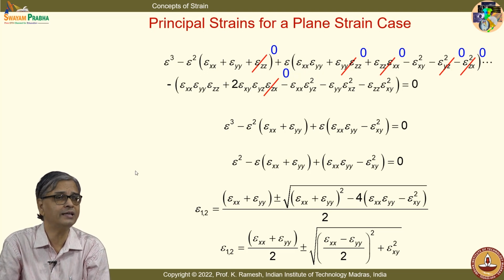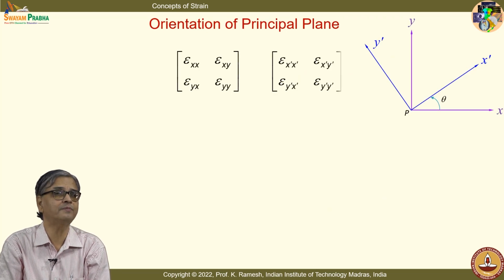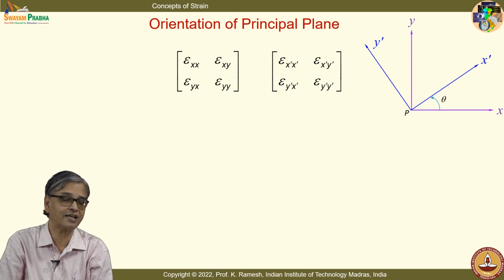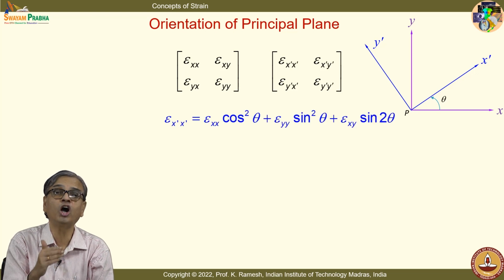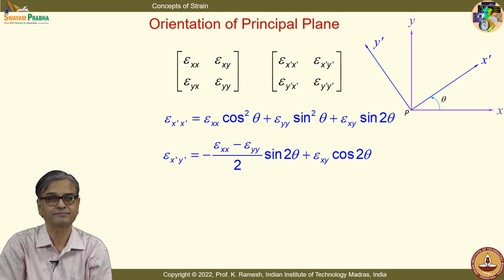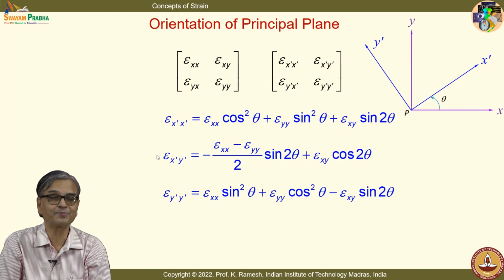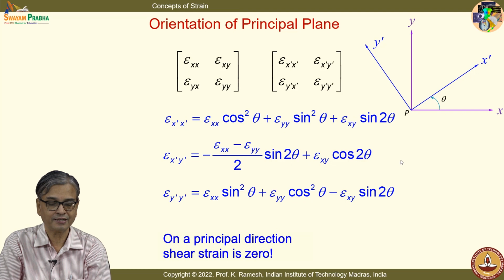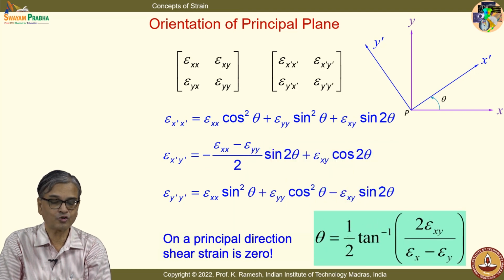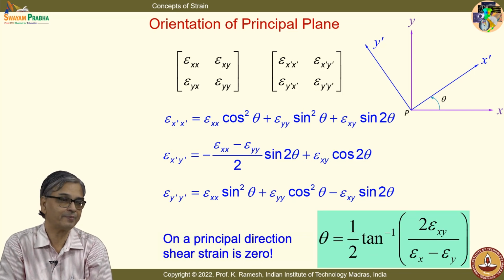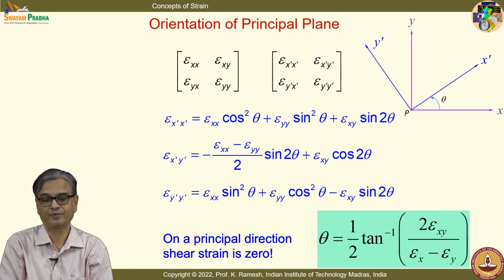Now, we will also have to find out the angular orientation. You know from strain transformation law, you define principal directions are those where you do not have any shear strain. So, that again reduces to what? When I say epsilon x prime y prime goes to 0, gives me the expression theta equal to half of tan inverse 2 epsilon xy divided by epsilon x minus epsilon y.